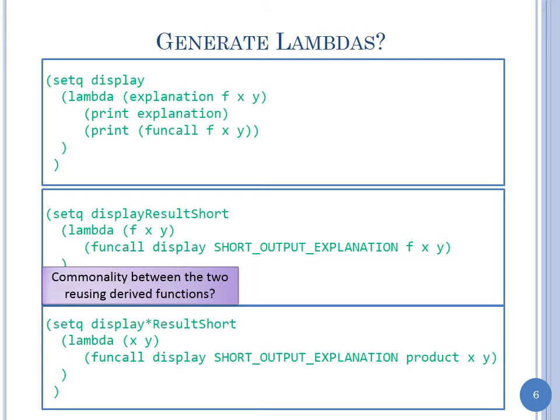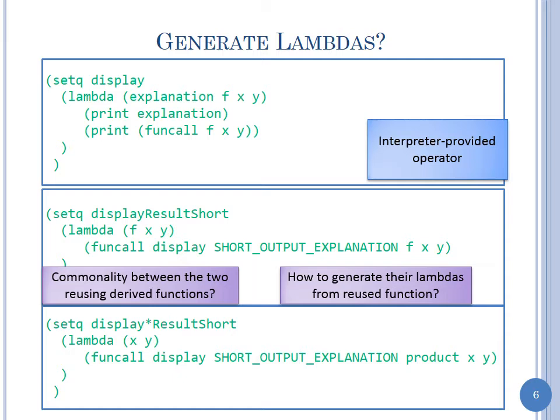So one provides an extra parameter, and both can choose what parameters to provide, right? So that's a similarity, that's a difference. So how to generate the lambdas from reuse function? So I want to find a new operator. And that operator is going to be a generator of functions from other functions.